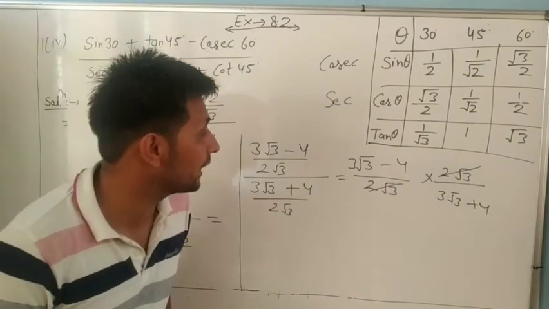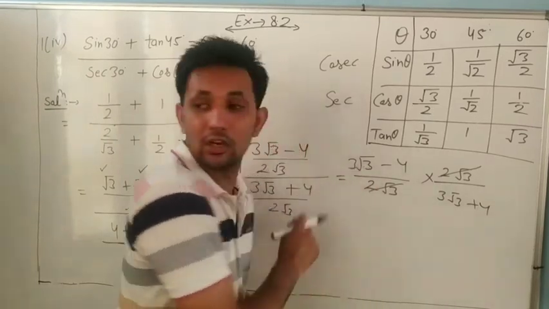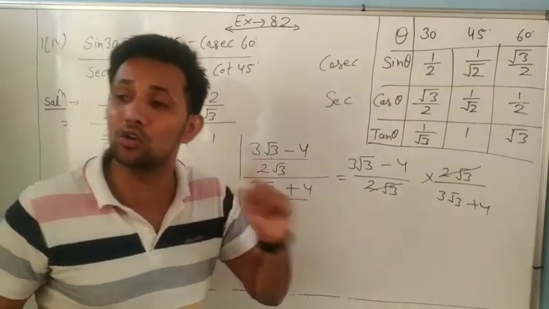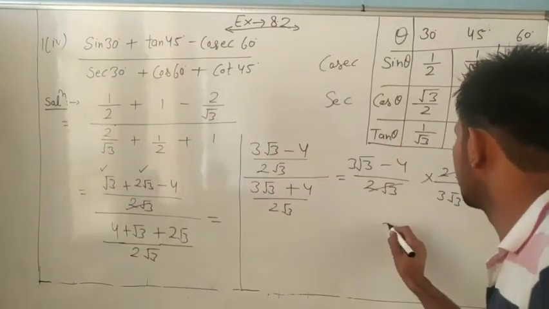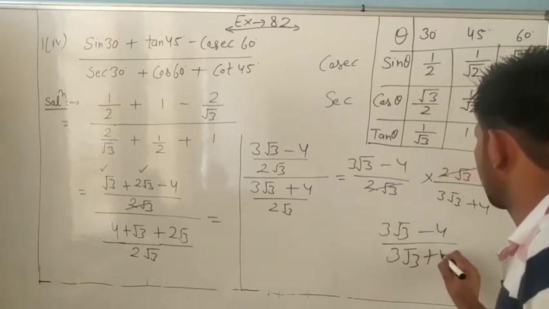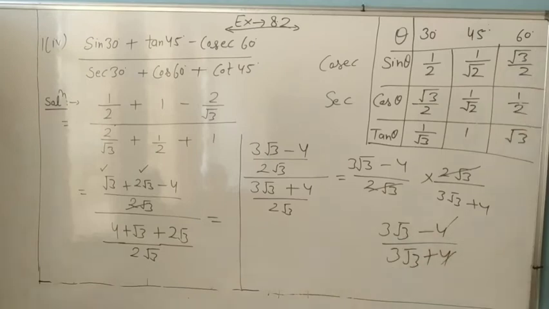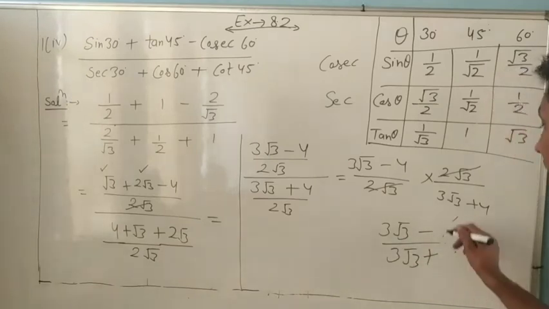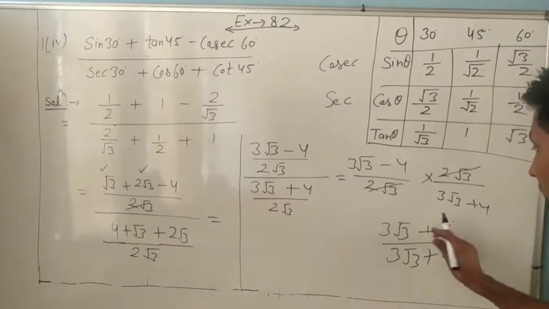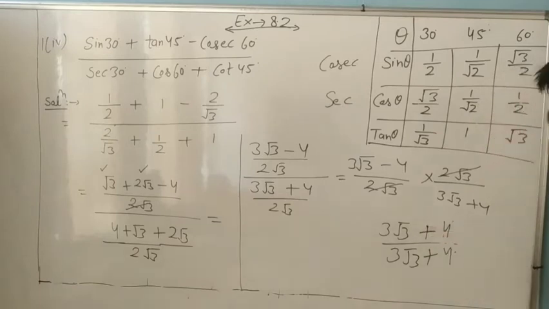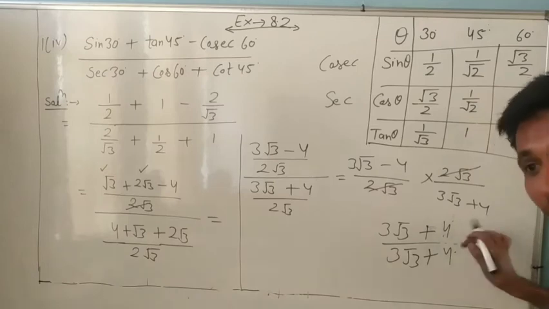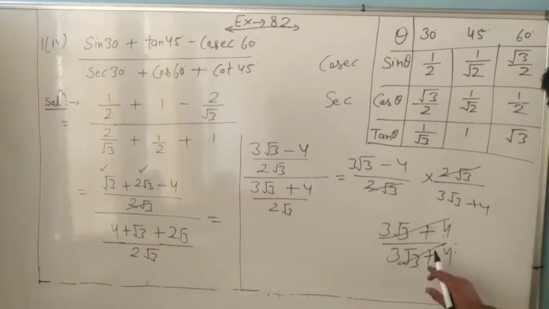And don't cut, dear. Don't cancel 4 with 4 or root 3 with 4. They are not in multiplication. There is a positive and a negative. Most students make this mistake. They always cut 3 root 3 plus 4 and then cancel 4 with 4. No dear, we cannot cut. They are not multiplication, they are plus and minus. But if plus were given here too, then we can cut. Why? Because both have the same sign, then we can cut.